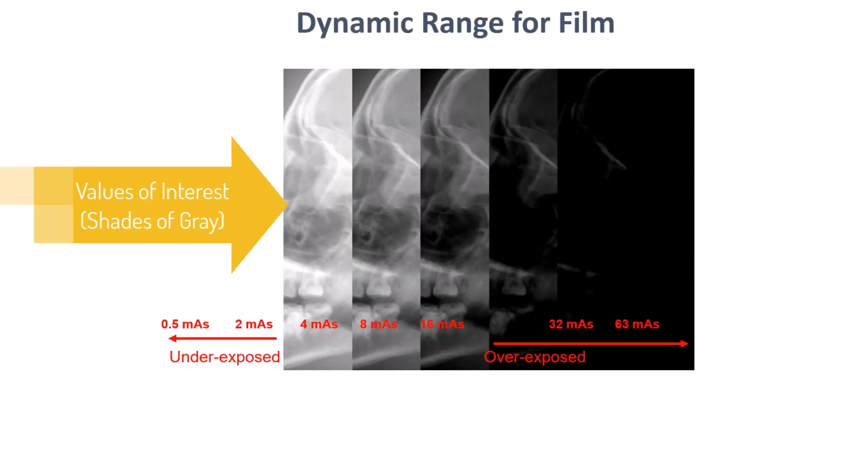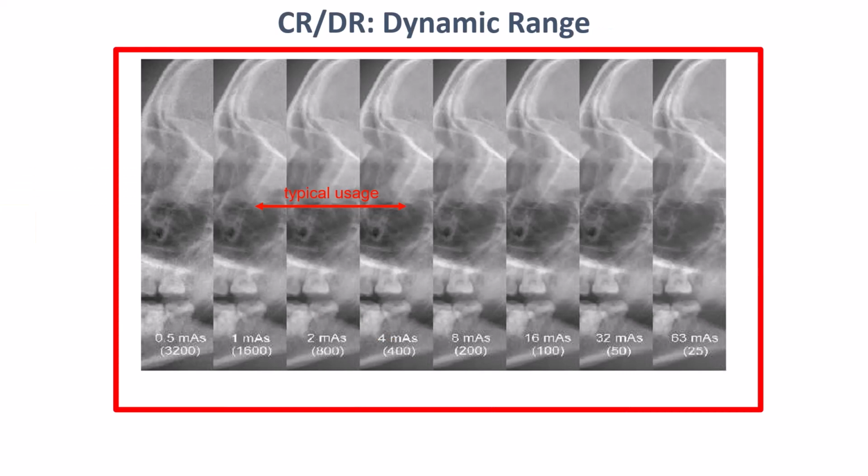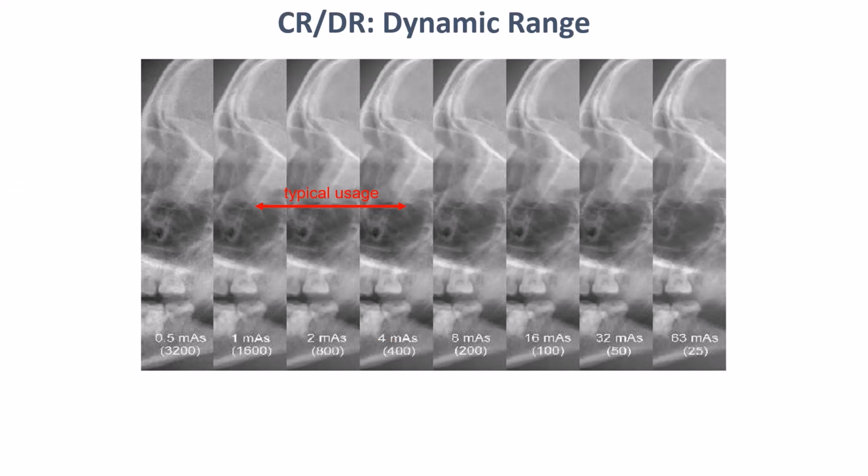Prior to digital imaging, we used photographic technique or film screen, which had a minimal amount of shades of gray available to create the image when compared to digital. Digital imaging capture gives us a much greater dynamic range or number of values of interest, which contain more information than we did record with film screen.